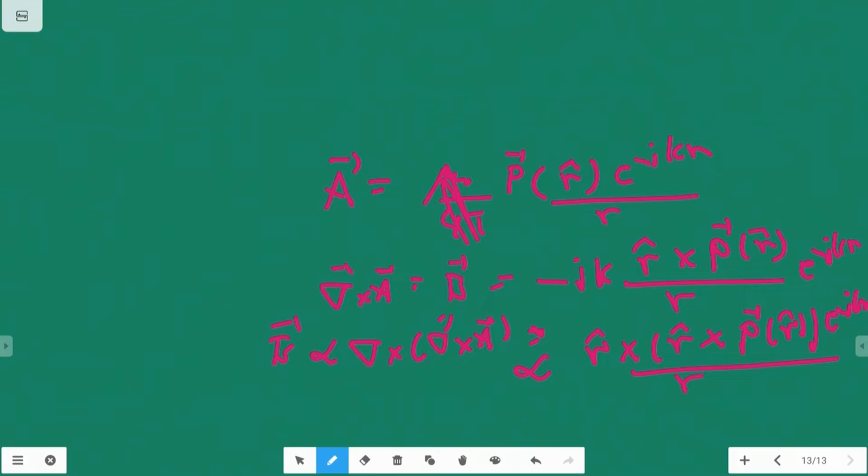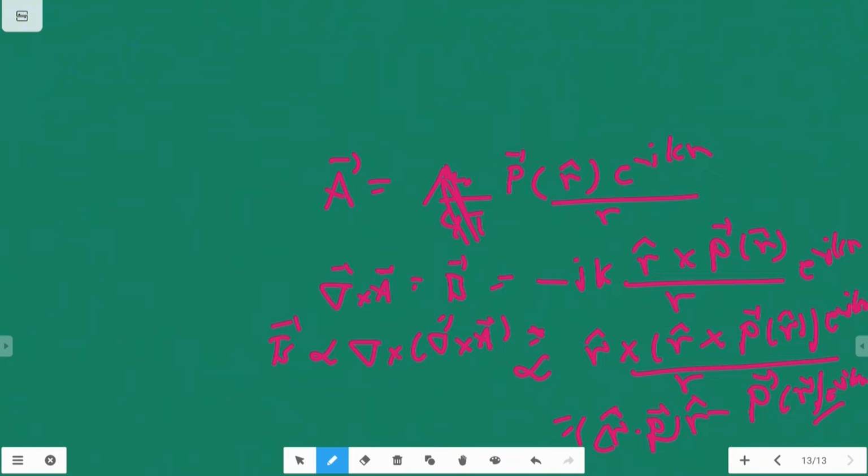Since you are taking del cross, you will have to take the cross product of that r cap with this, and this will give you r cap dot p into r cap minus r cap dot r cap into p, right. So this will have a term like r cap dot p into r cap minus r cap dot r cap into p, e power minus j k r by r. It is only this term which will contribute to the radiation. There will be a radial component coming from here.